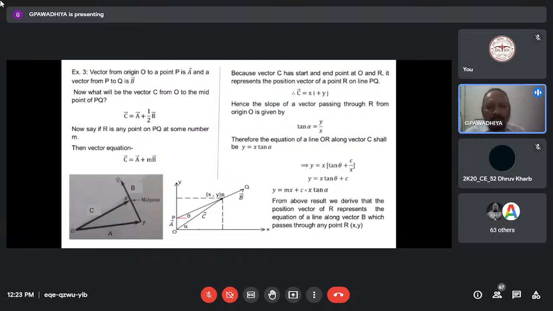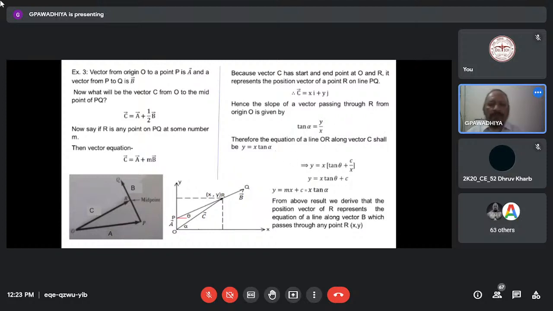Now suppose we know the coordinates of point R on this vector PQ as (x, y). Then, taking O as the origin, we can write the C vector as xi plus yj. Now let's see this figure in the Cartesian coordinate system. Vector C is represented by OR. O is the origin, so OR is xi plus yj, and its inclination with the x-axis is alpha. So from this we can say y is equal to x tan alpha.